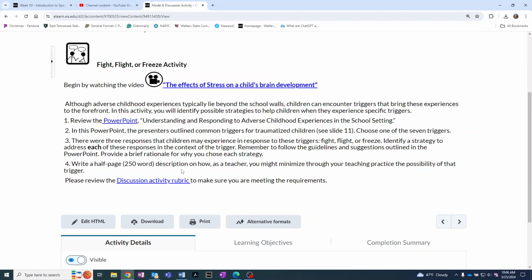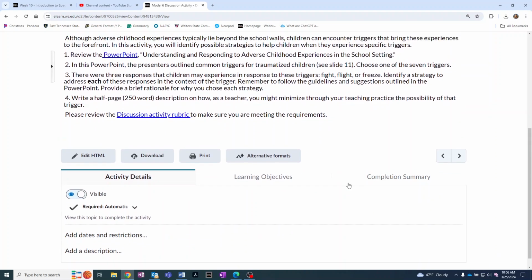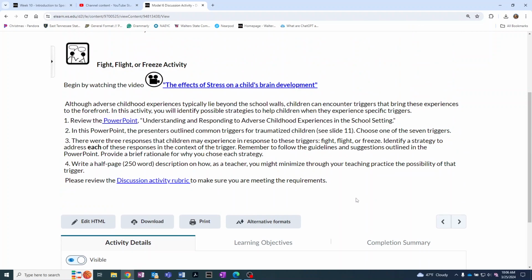Okay, now remember, you have to have at least half a page for this discussion. Remember, you as a teacher, right, think about your teaching practice, right? And think about the environment and think about the trauma and the things that have happened and how you would address that. Don't forget, you need to respond to at least one other peer in the class to get full points for that section in the rubric.